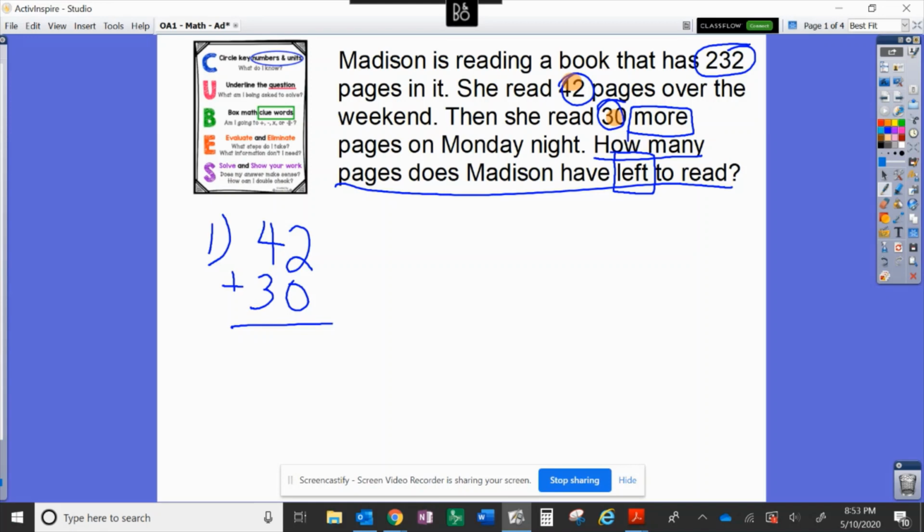and the 30 pages she read on Monday night. Now I know that 2 and 0 together equals 2 ones. I know that 4 tens and 3 tens equals 7 tens. So she read a total of 72 pages, but that's not the actual answer I want because I need to know how many pages she has left in her book. Okay? Now, the second step in my problem is I'm going to take that 232 total pages in the book and I'm going to subtract my 72.